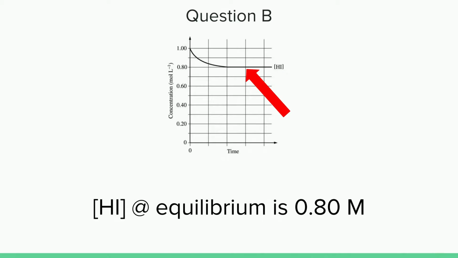And question B asks us, what is HI at equilibrium? So I transferred the graph on the worksheet to the screen. And as you can see, the HI stops at 0.8. So the concentration of HI at equilibrium is 0.8 molarity.